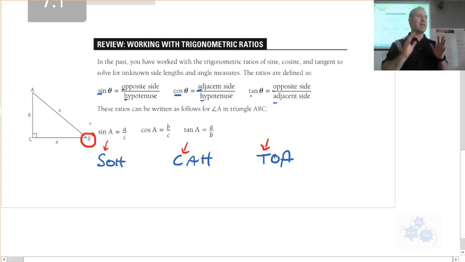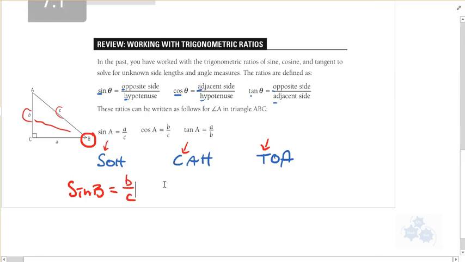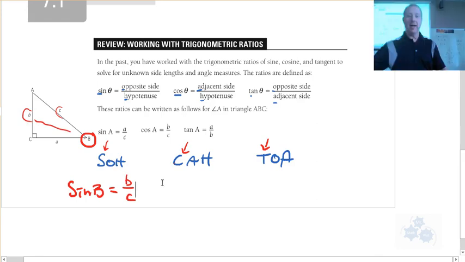Okay, so this is the angle. The angle goes with the trig function. So watch this. Sine of angle B equals what over what? It equals the opposite side, which is little b, over the hypotenuse, which is little c.